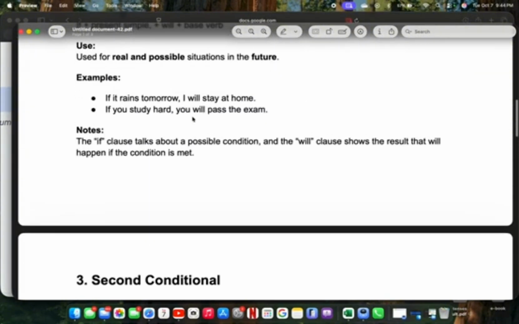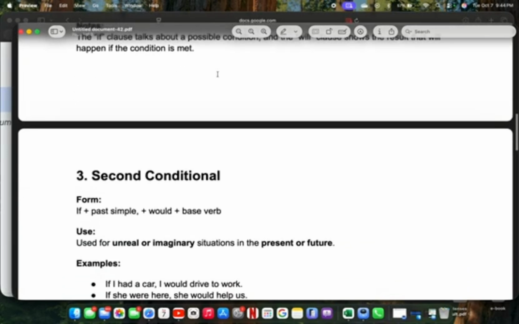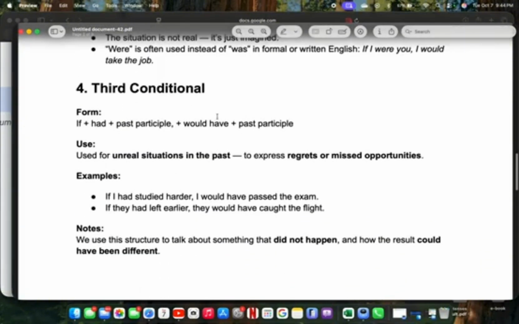And then first conditional is quite easy to be honest, because you use the present simple, will, and also the base verb. Memang wajib ada perkataan will. Okay, kalau second conditional pula kita kena guna past simple, would, base verb. Kalau third conditional, kita kena guna past participle, would have. Jangan tinggal would have tau. Kita kena guna would have, and then past participle. Okay.